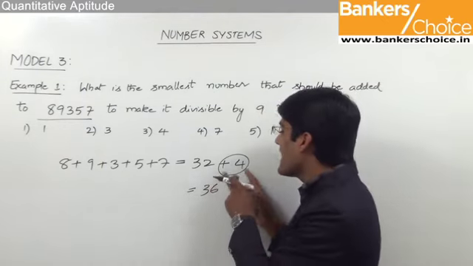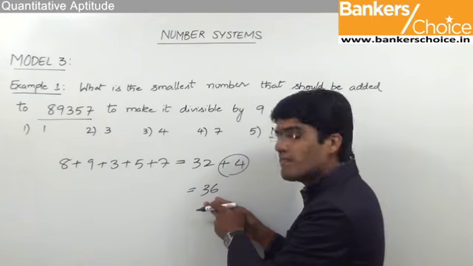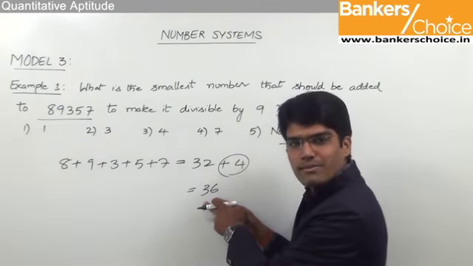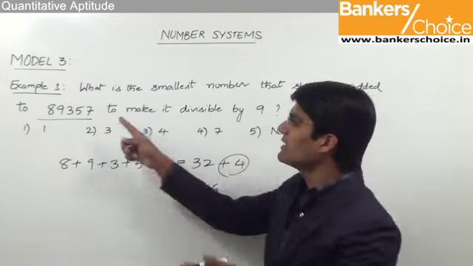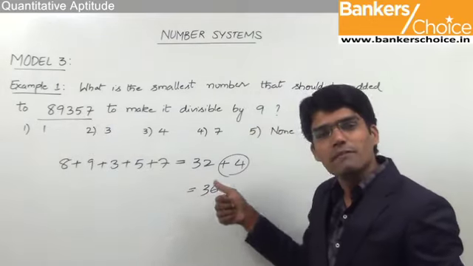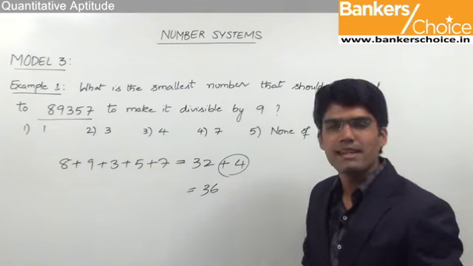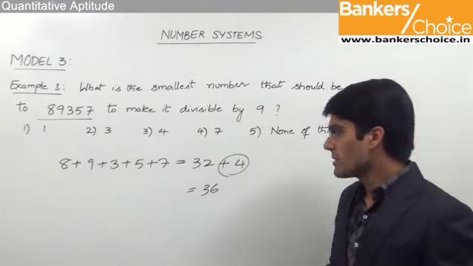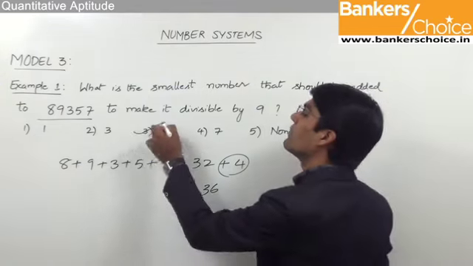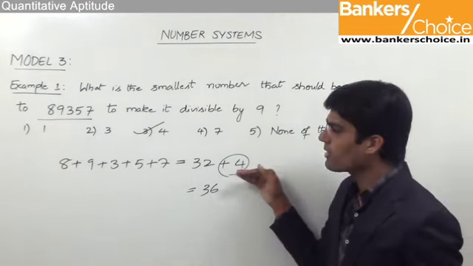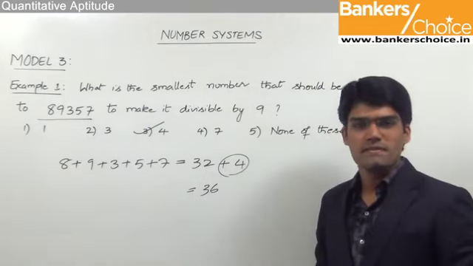So very clearly, by adding 4, we get a sum which is divisible by 9, or which is a multiple of 9. So if we add 4 to this number, the sum will increase by 4. The sum of the digits will also increase by 4. And hence, we can say that the given number is divisible by 9. So the correct answer for this question should be 4. That means we need to add 4 so that the number becomes divisible by 9.